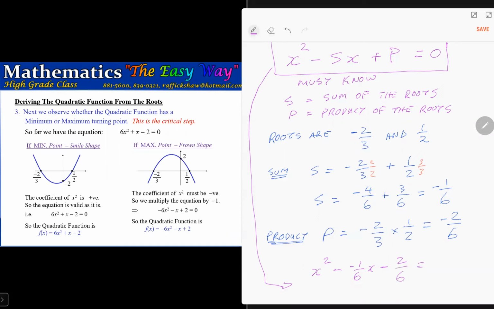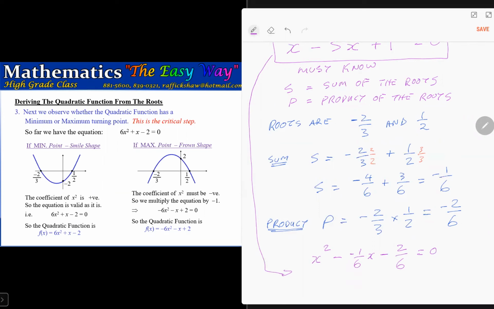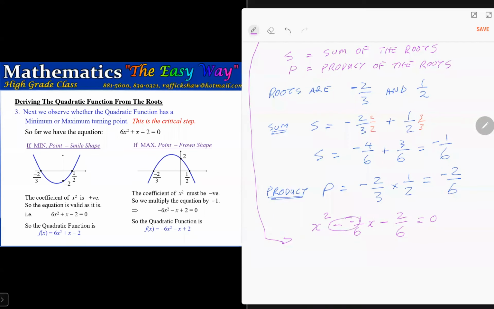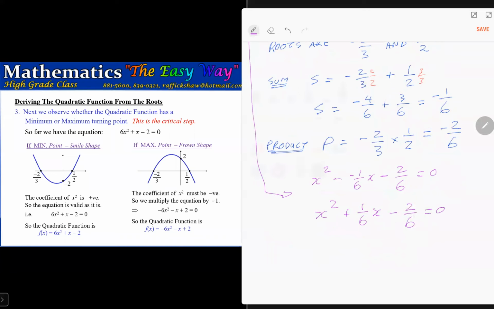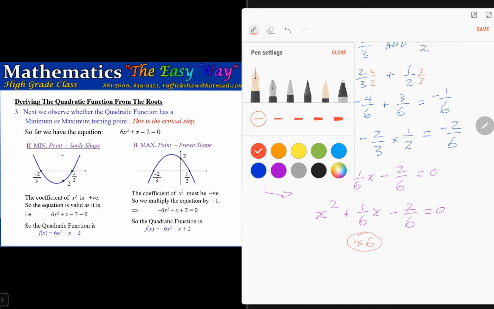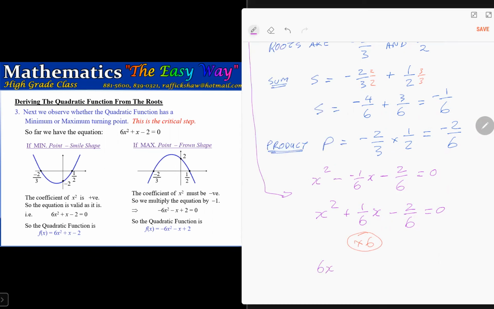And everything equals 0. Then all we have to do now is look at the minus here, it makes it a plus. You get x squared plus 1/6 x minus 2/6 equals 0. To make it have whole numbers, I just need to multiply this equation by 6. Multiply the entire equation by 6 to get rid of those fractions. So multiply each value by 6: you get 6x squared plus the 6 times 1/6 cancels, you get x, and minus 2 equals 0.